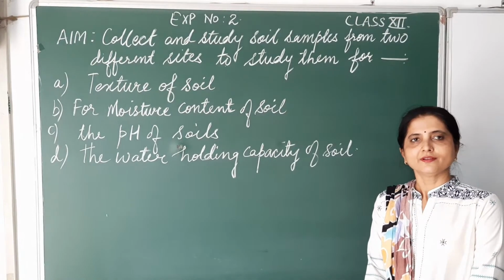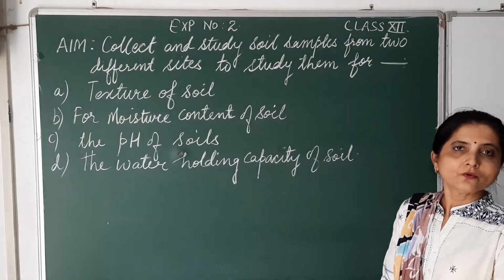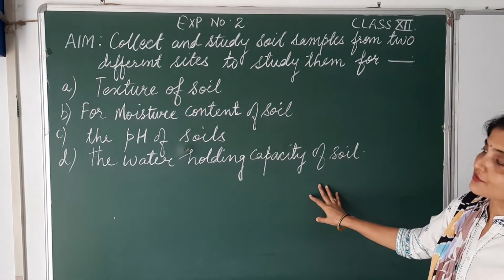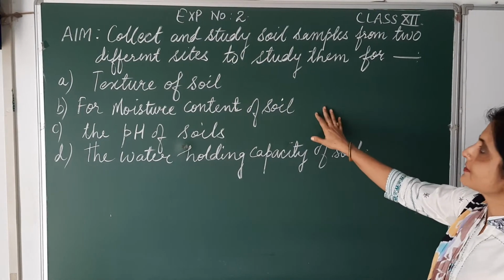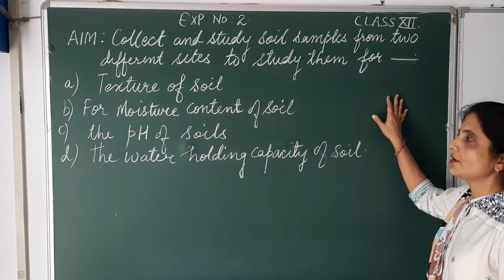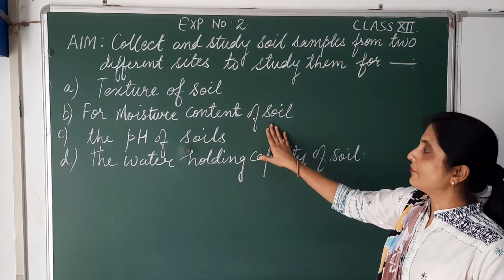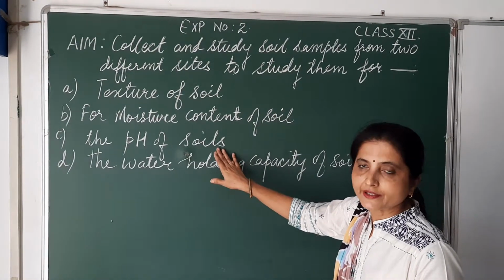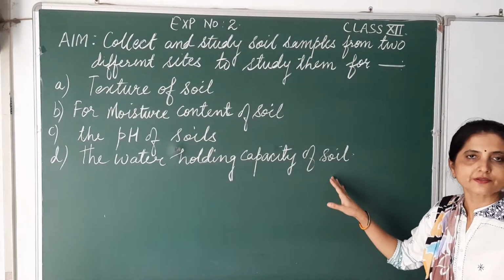Hello everyone. Today we are going to start with experiment number 2 of class 12 biology. Our aim is to collect and study soil samples from 2 different sites to study them for texture of soil, for its moisture content, for the pH and the water holding capacity of different soils.